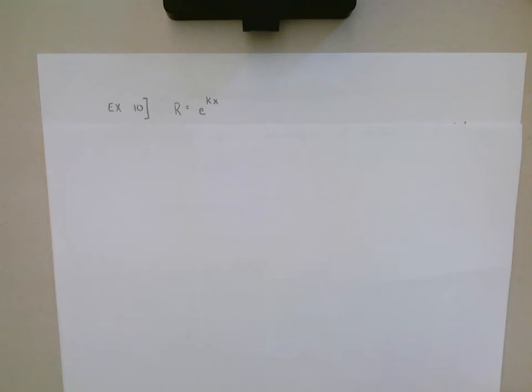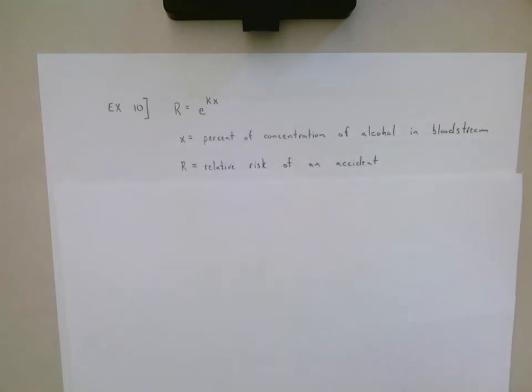After reading this scenario, we should be able to define our independent and dependent variables. The independent variable x is the percent of concentration of alcohol in the bloodstream, commonly referred to as BAC. The dependent variable r is the relative risk of an accident.